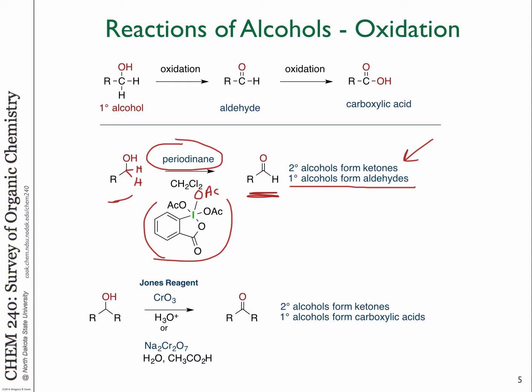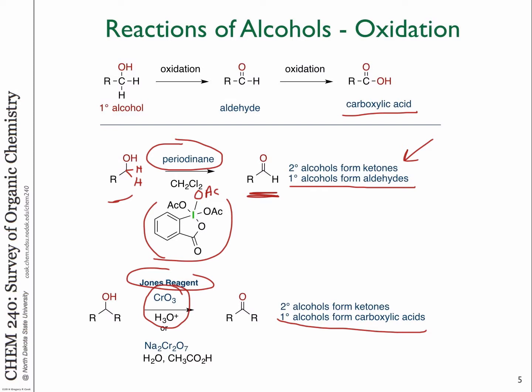Okay, so if we have this method, we also want to be able to go all the way to the carboxylic acid. And there are some stronger oxidation reagents, basically acidic chromium reagents. Chromium in a high oxidation state like chromium trioxide with acid present. That's often referred to as Jones reagent. It does oxidation, but it doesn't stop at the aldehyde. If you start with a primary alcohol, you go all the way to carboxylic acid.